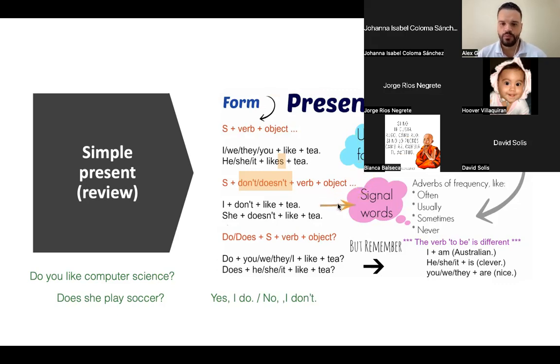Make sure that when we use the simple present, we can also use these. Hoover, can you read the words here? Adverbs of frequency like often, usually, sometimes, never. Excellent. You can always use these expressions with the simple present. I usually have fish for dinner. I never go to the rainforest, something like that, right? And remember that we also have the verb to be. I am, you are, he is, okay?